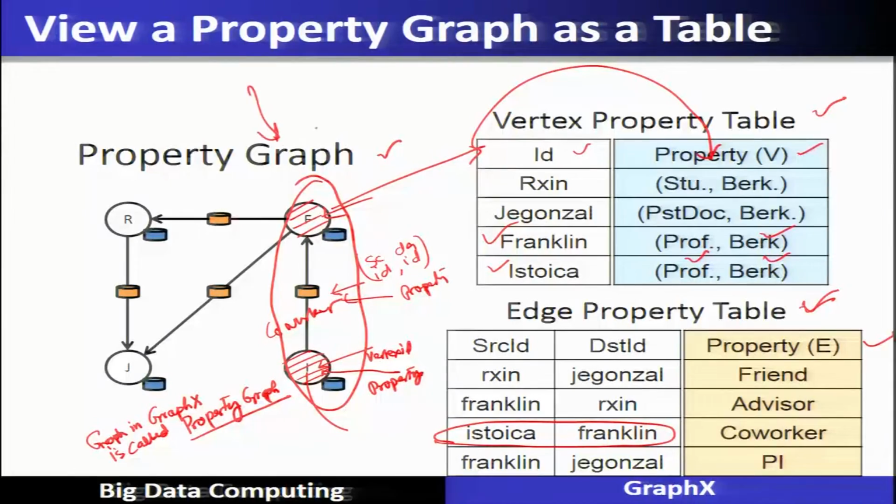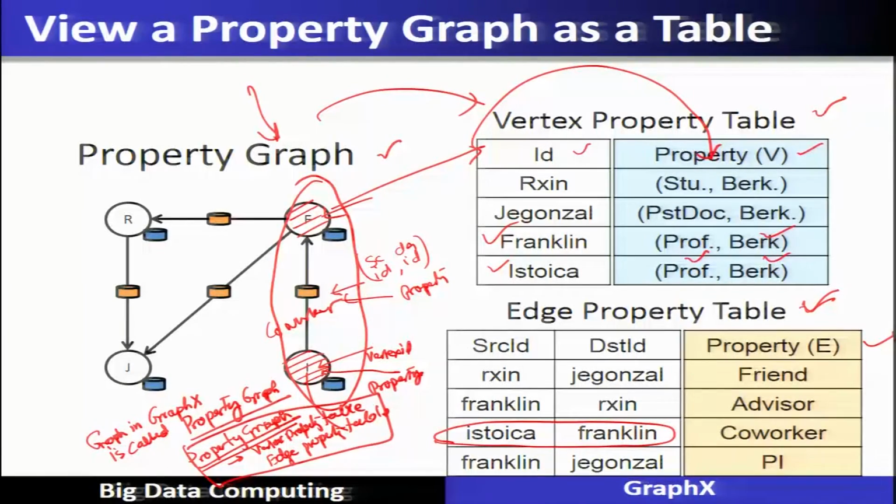So, a property graph can be represented in the form of tables, which are called the vertex property table and the edge property table. Again, I am repeating this aspect which is very important: the graph in GraphX is called a property graph, and the property graph is represented in the form of tables, which is nothing but the vertex property table and edge property table.